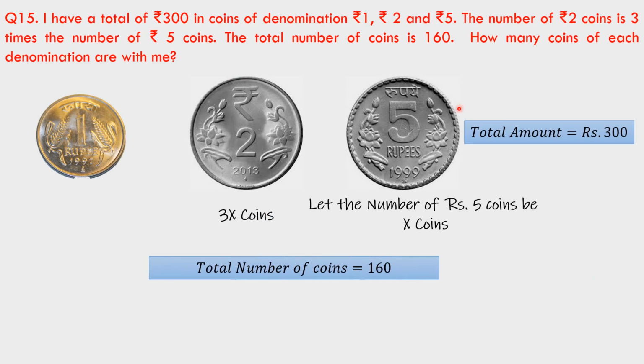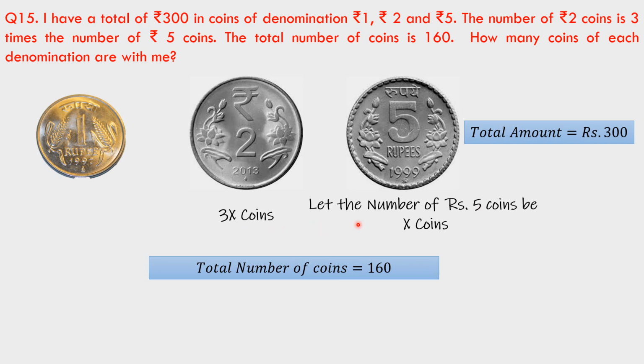Firstly, we have coins of rupee 1, rupees 2 and rupees 5. And the total amount from the question is given as rupees 300, means the total amount is known to us. It is also given that the number of rupees 2 coins is 3 times the number of rupees 5 coins. जितने हमारे पास रुपीस 5 के कॉइन्स होंगे उसका 3 गुना कॉइन्स हमारे पास रुपीस 2 का होगा. Means if we have x coins of rupees 5, then there would be 3x coins of rupees 2.